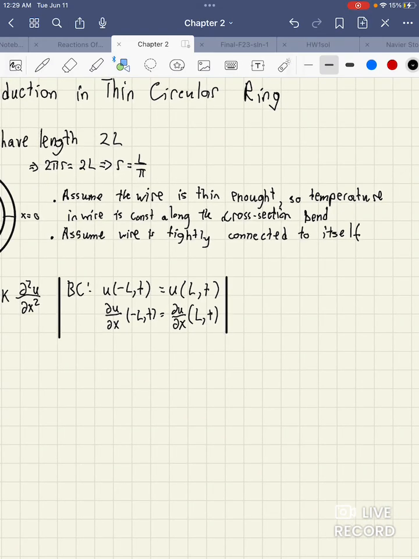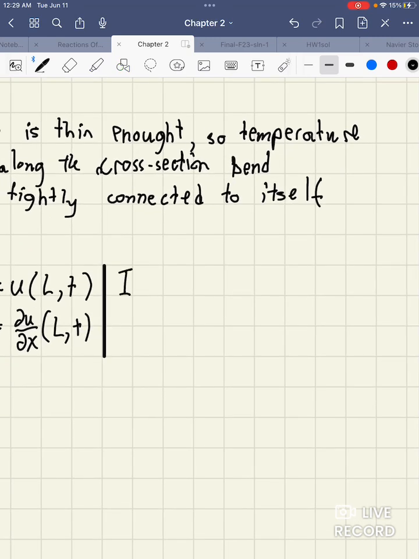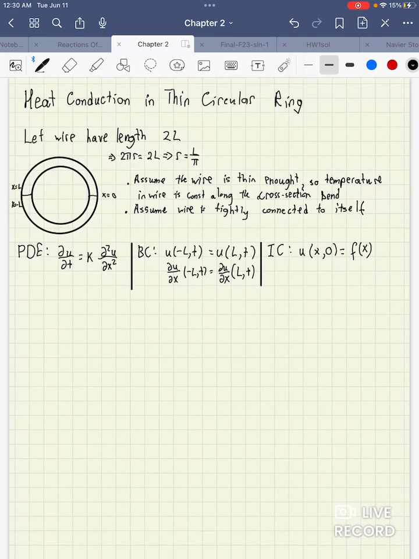So those are my two boundary conditions, and then the initial condition: u of x, 0 is just equal to f of x. Initially the temperature is distributed as the function f of x.